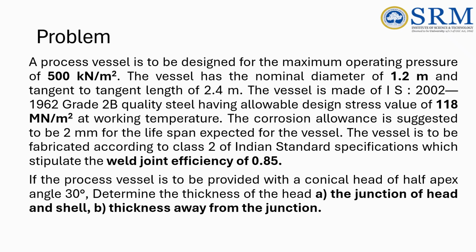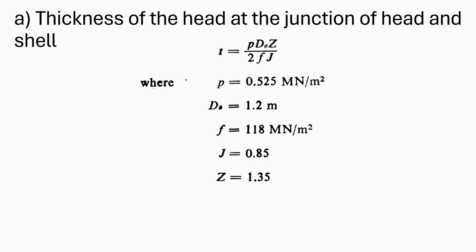The vessel is said to be fabricated according to class 2 of Indian standard specification, which stipulates the weld joint efficiency of 0.85. If the process vessel is to be provided with a conical head of half apex angle 30°, determine the thickness of the head at the junction of head and shell and also the thickness away from the junction. Let us just solve the problem for the A and B subcategories.